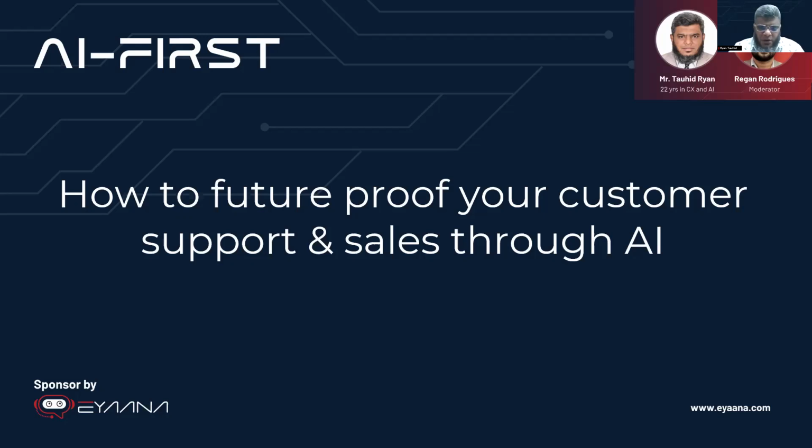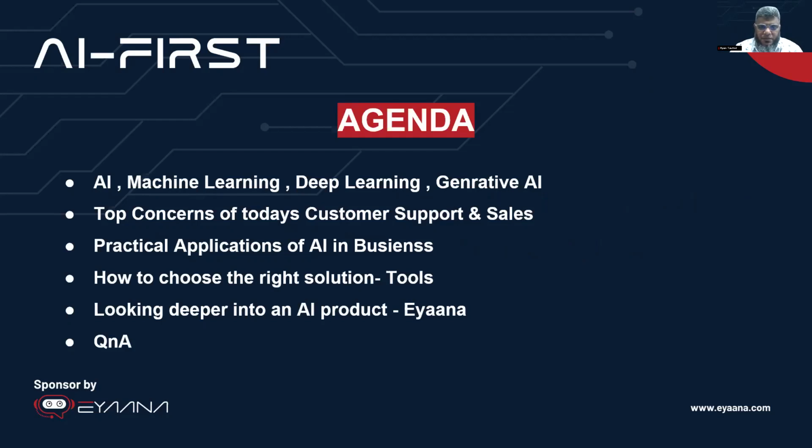So let's quickly take a look at today's agenda. We'll start by exploring the differences between AI, machine learning, deep learning, and generative AI, and how they are impacting customer support and sales. Next, we'll address the top concerns that today's businesses face in these areas. We'll dive deep into practical applications of AI in business, highlighting real-world use cases. And after that, we'll guide you on how to choose the right AI solution by discussing various tools. Then we'll take a deeper look into a powerful AI product called Iana, who's sponsoring today's webinar as well. Finally, we'll open the floor to the Q&A session.